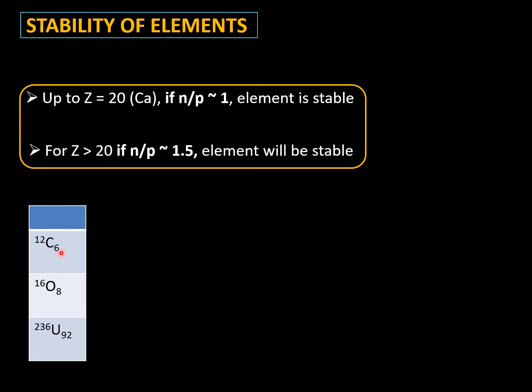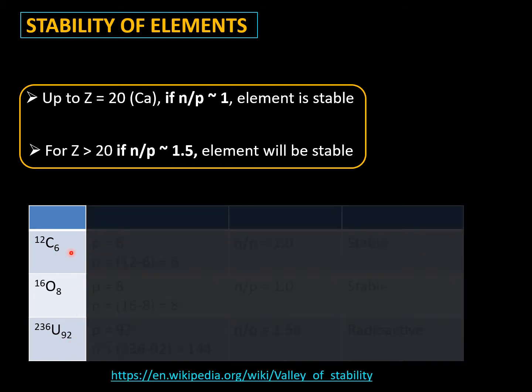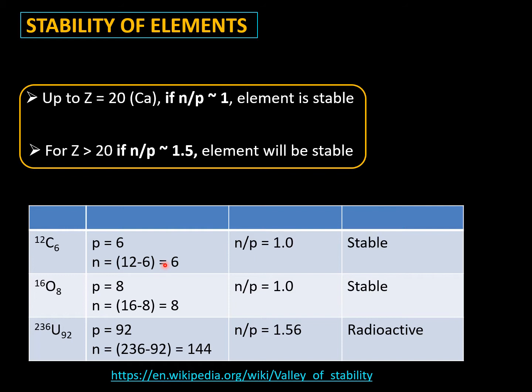Let us consider these three elements as an example. Carbon and oxygen are lighter elements having atomic number below 20. Uranium is a heavy element having atomic number above 20. In carbon, we have 6 protons and 6 neutrons. So the N by P ratio is 1. So carbon 12 is a stable isotope. In oxygen 16, we have 8 protons and 8 neutrons. Again, the N by P ratio is 1. So oxygen 16 is also a stable element.